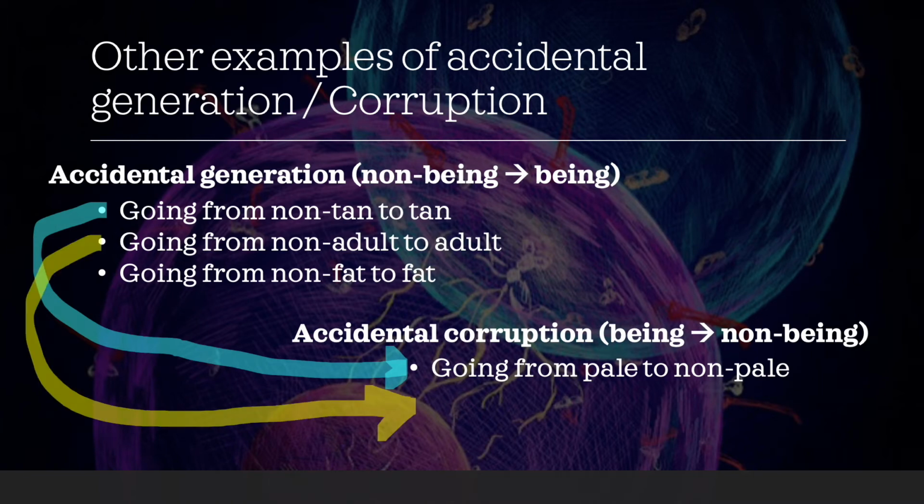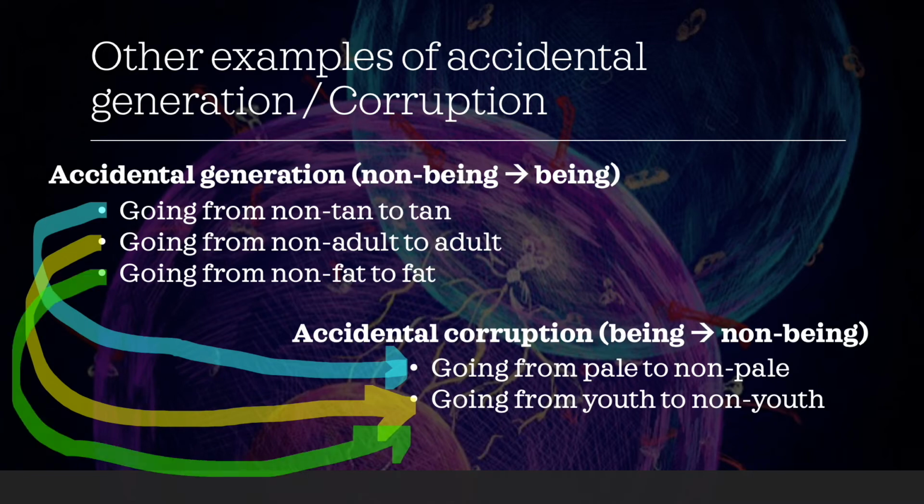Going from non-adult to adult can be viewed as going from youth to non-youth. This is now an accidental corruption. The accidental generation of going from non-fat to fat can be viewed from another perspective as going from skinny to non-skinny. Thus, the accidental generation can also be viewed as an accidental corruption.